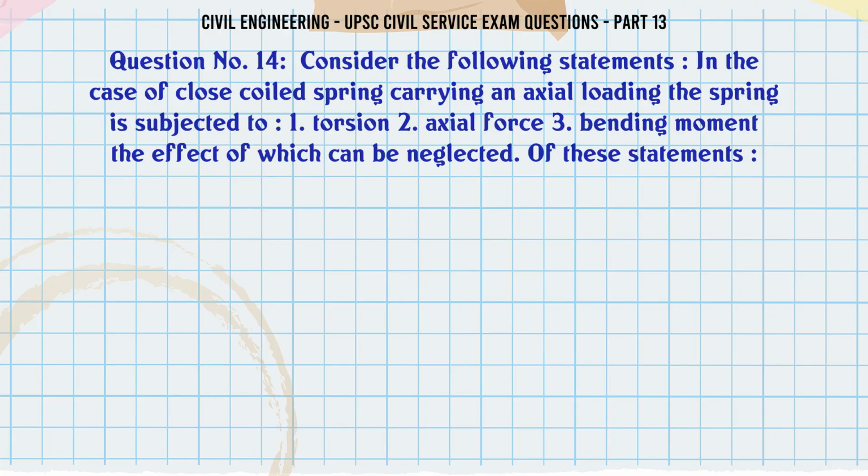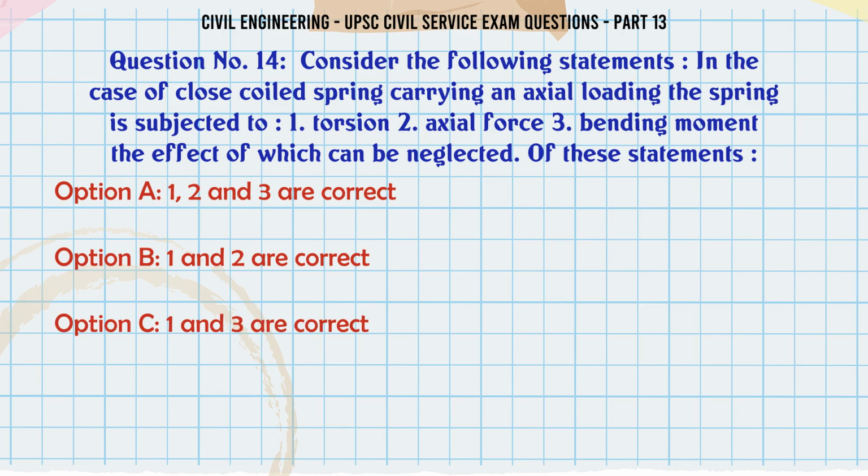Consider the following statements. In the case of a close coiled spring carrying an axial loading, the spring is subjected to 1. Torsion. 2. Axial force. 3. Bending moment, the effect of which can be neglected. Of these statements, A. 1, 2 and 3 are correct, B.